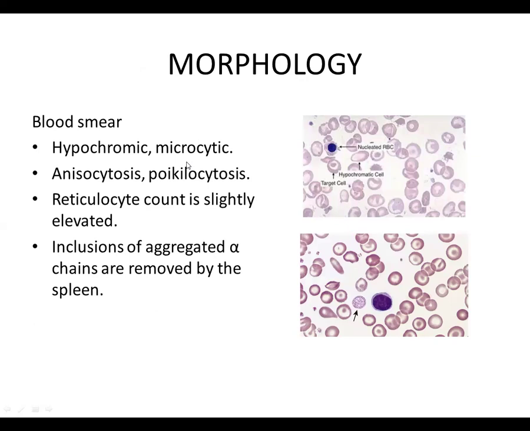There are inclusions of aggregated alpha chains, which are usually not seen because they are removed by the spleen. You can see in the picture hypochromic cells, target cells, microcytic cells, poikilocytosis because there is variation in the shape of cells, and inclusions may also be seen sometimes in the RBCs. The arrow is pointing towards basophilic stippling, which is another feature of beta thalassemia.